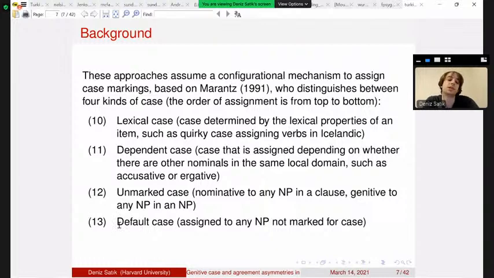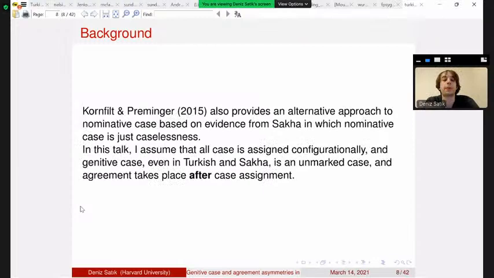And default case is just assigned to any NP not marked for case. This isn't too important, but there's one part of the talk where it might be relevant, and we'll talk about this in a minute. Kornfilt and Preminger, 2015, provide an alternate approach to nominative case based on evidence from Sakha, in which nominative case is just caselessness. So I want to assume that all cases are assigned configurationally in this talk, and even genitive case. So genitive case, even in Turkish and Sakha, is an unmarked case.